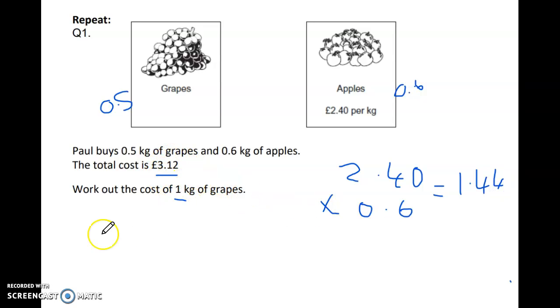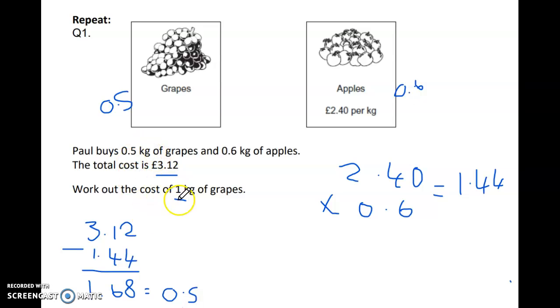Okay, so the whole price was £3.12, so I'll do £3.12 minus the £1.44. That leaves us with how much he paid for his grapes, which would be £1.68. So £1.68 is 0.5 kilograms.